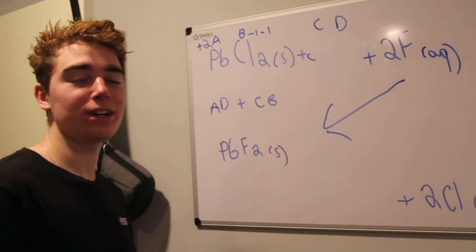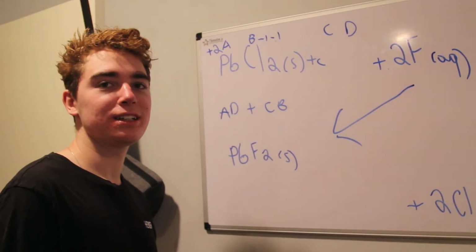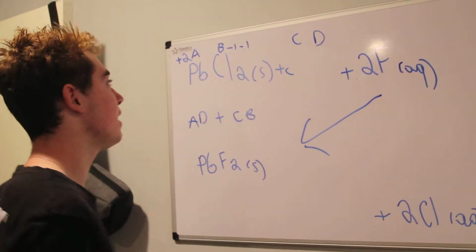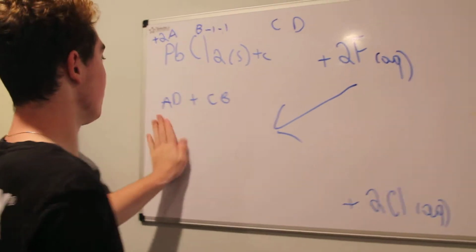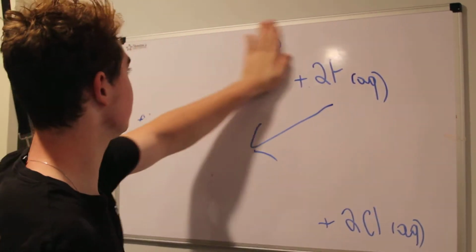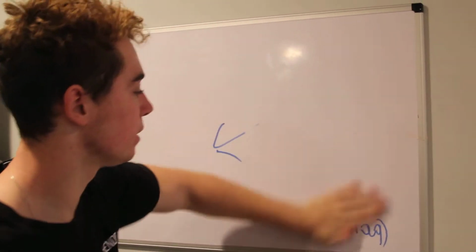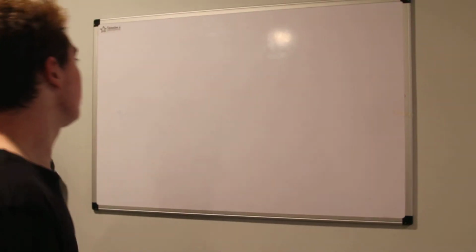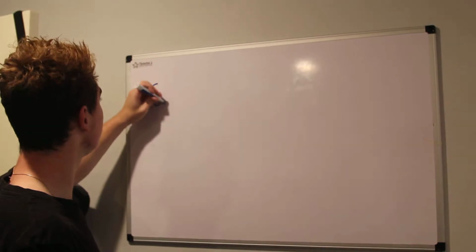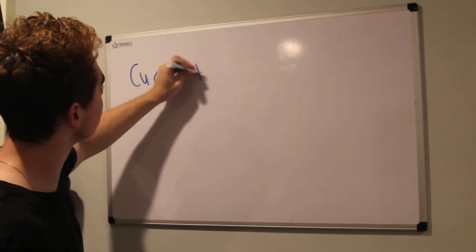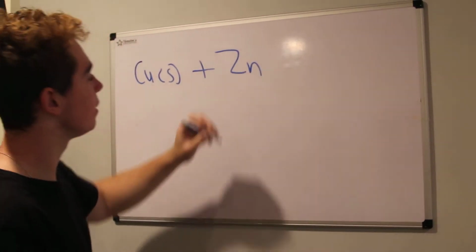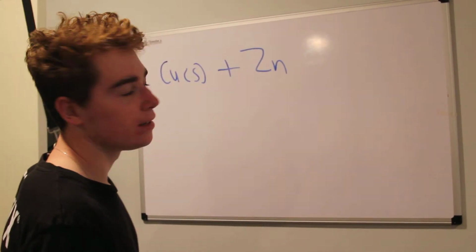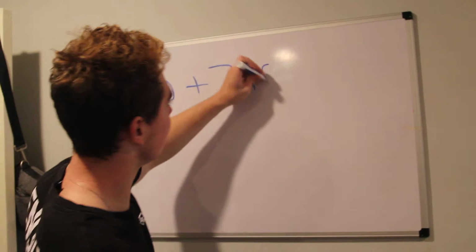Voila. Did I forget anything? Here's one thing to watch out for. Now I'm going to go really fast over a single displacement. With single displacement, if you have, I don't know, CuCl plus Zn, what goes with Zn? ZnCl, I don't know.